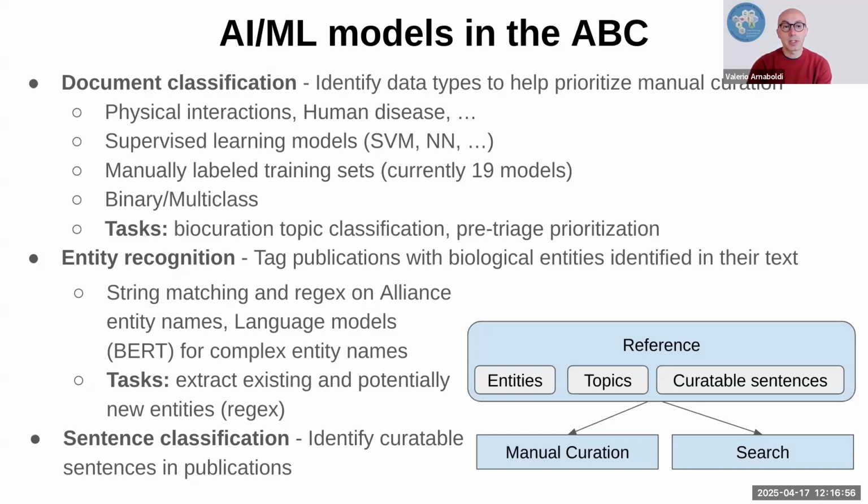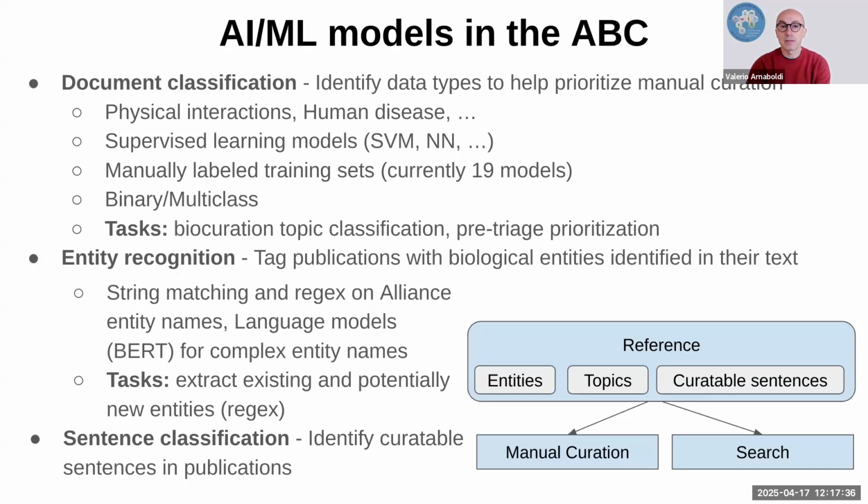For this type of models, the named entity recognition, we use them for identifying both existing entity names that are already present in the Alliance database, but also for potentially new entities, especially using regular expressions. We also have sentence classification models that are able to extract sentences of interest for curation from the full text of publications. We're using these models, for example, to help professional biocurators or community curators in focusing on parts of the publication where we really know that there's curatable information.